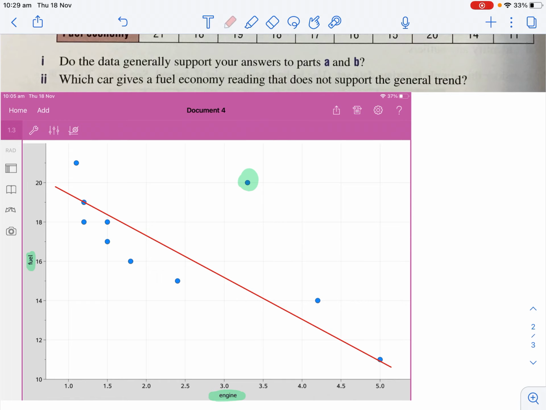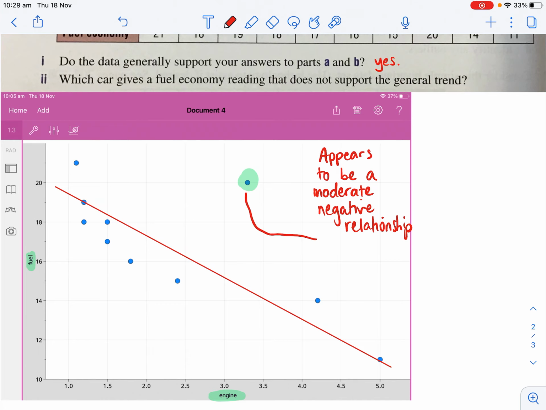So do the data generally support your answers to A and B? Yes. And I'll write down here, appears to be a, now would I call it strong this time? I don't want to call it strong, I don't want to call it weak. I'm going to go in between, a moderate negative relationship. And this one over here, I'm going to say is an outlier, because that one doesn't fit the rest of my trend.